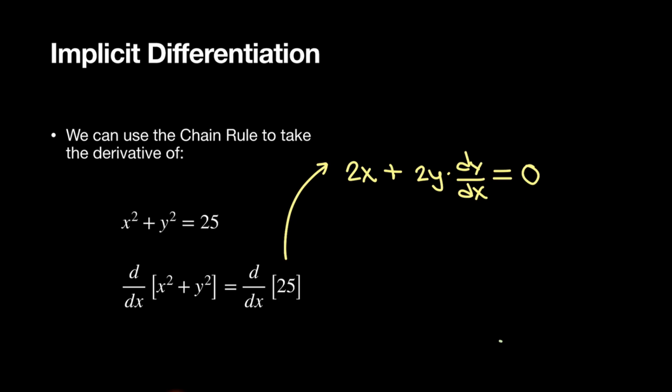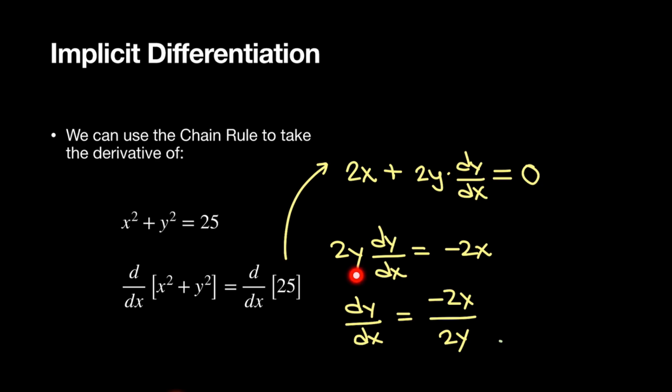And so what we can do is take this equation and solve it for dy/dx. I would do that by subtracting the 2x, so 2y dy/dx equals negative 2x. And then we can divide both sides by 2y, so dy/dx equals negative 2x over 2y. I would cancel those 2's out. And what I have right now is an implicit equation for the derivative. The slope of the tangent line is negative x over y.